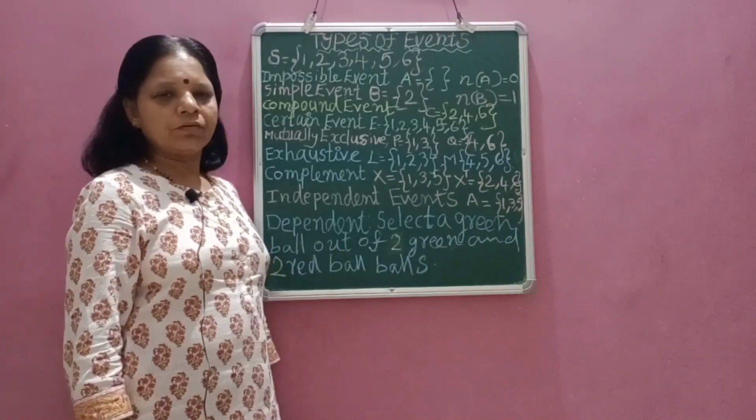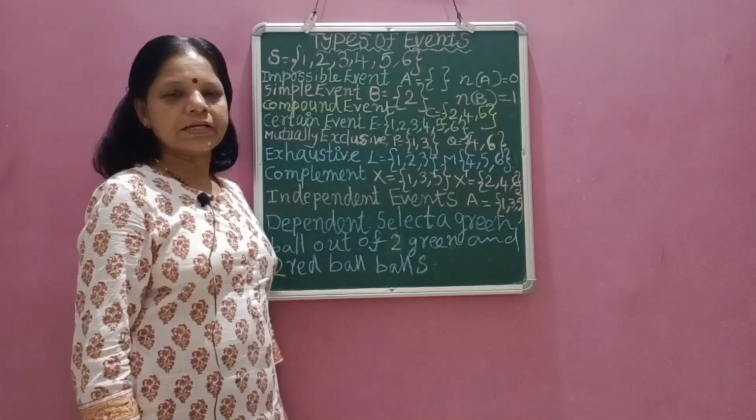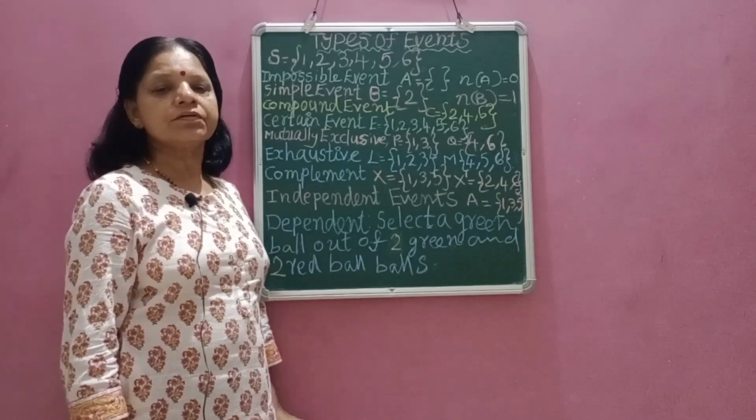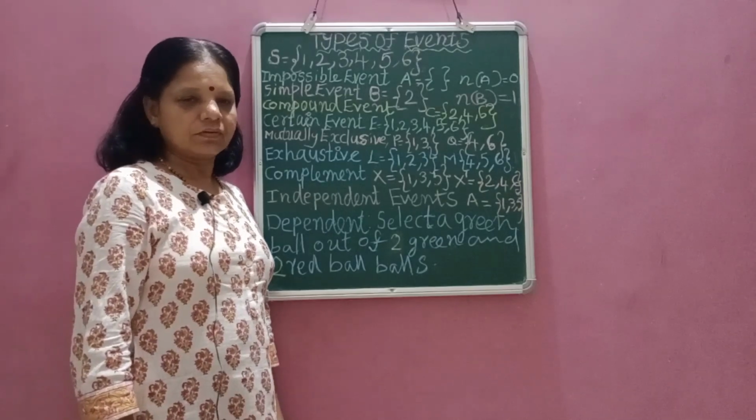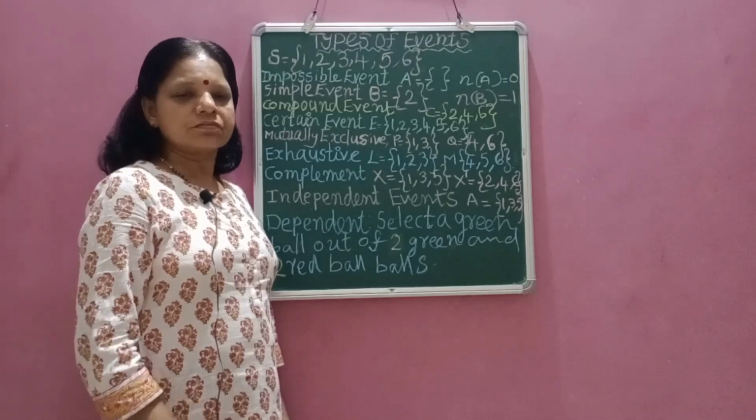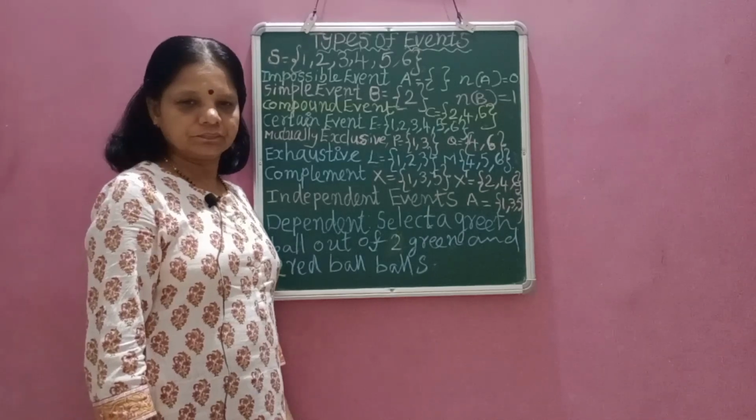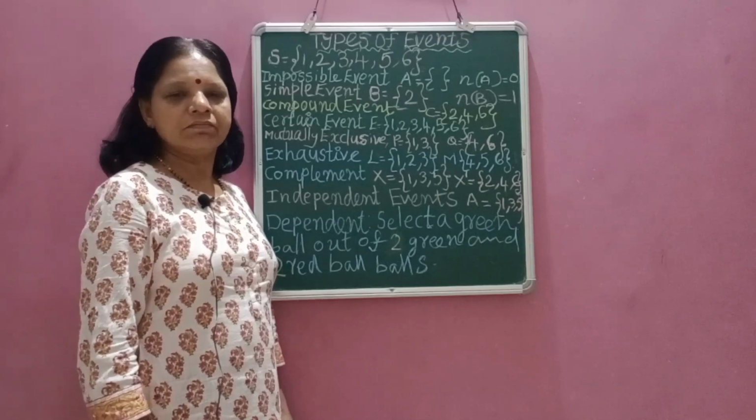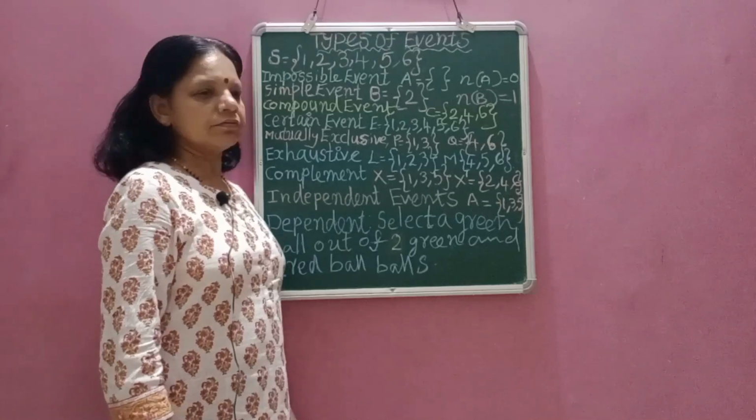The first type of event is impossible event. It is similar to empty set. So what will be impossible event? An event which does not contain any sample point is called impossible event.